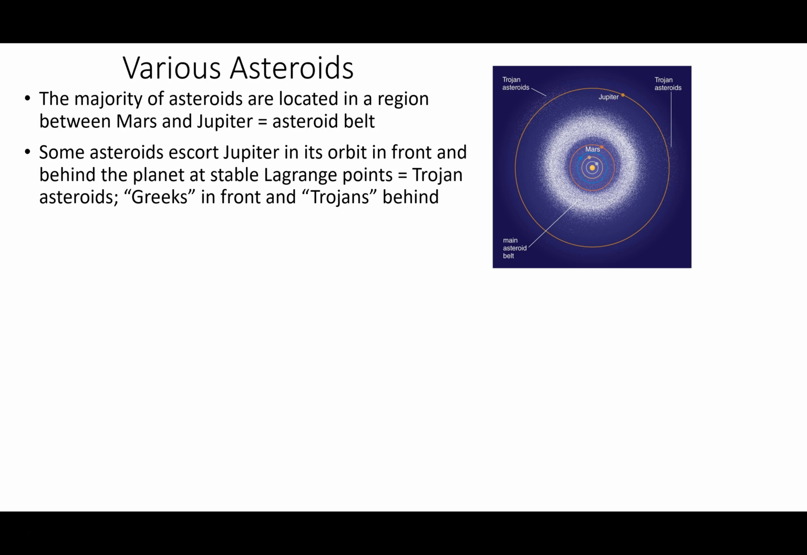I usually call them Trojan asteroids, but here they call them Trojan and Greek. So this orange line here is Jupiter. Big brother Jupiter, and there are these stable regions ahead of Jupiter and stable regions behind Jupiter as it orbits, with a cute little cluster, almost like gnats, that kind of escort Jupiter around. So the Trojan and the Greek asteroids are a little in front, a little behind.